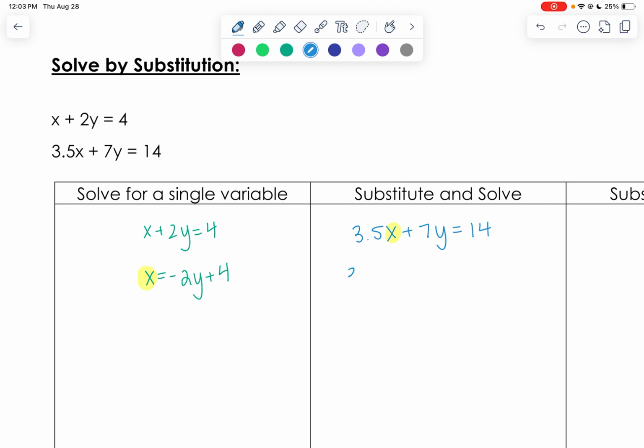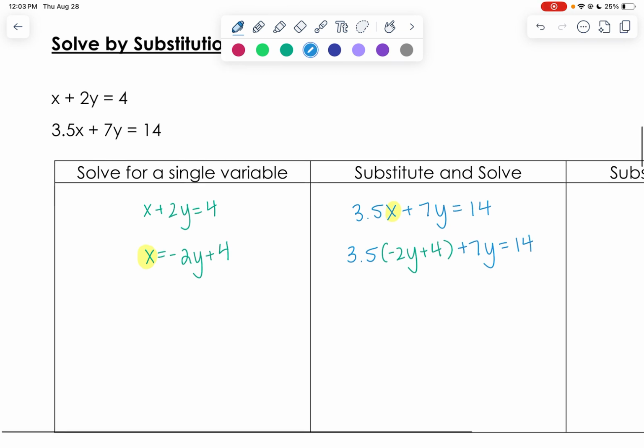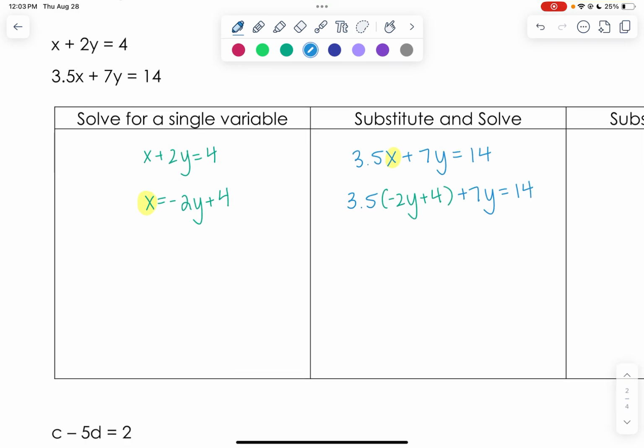So now I have 3.5 times negative 2y plus 4, plus 7y equals 14. And now I only have one variable, y, and now I can solve for y. So distribute the 3.5, so we get negative 7y. 3.5 times 4, if you think of it like 2 sevens, that would be 14. Plus 7y equals 14.